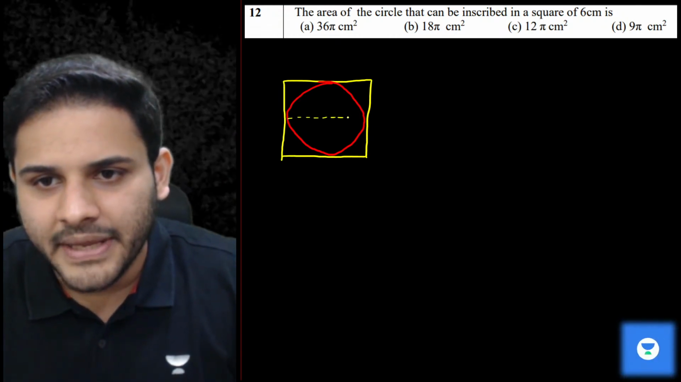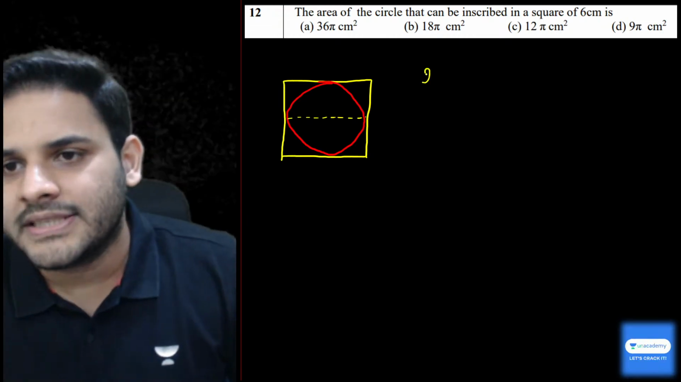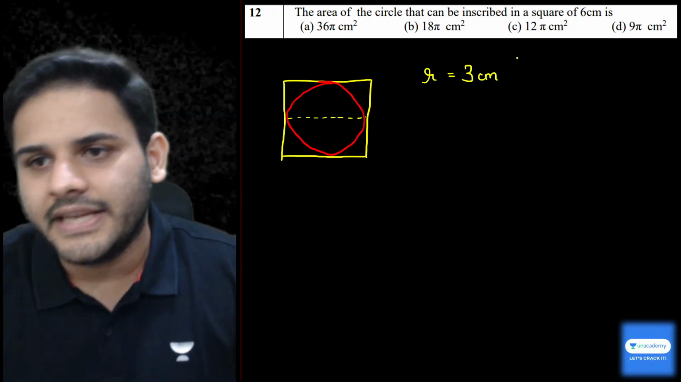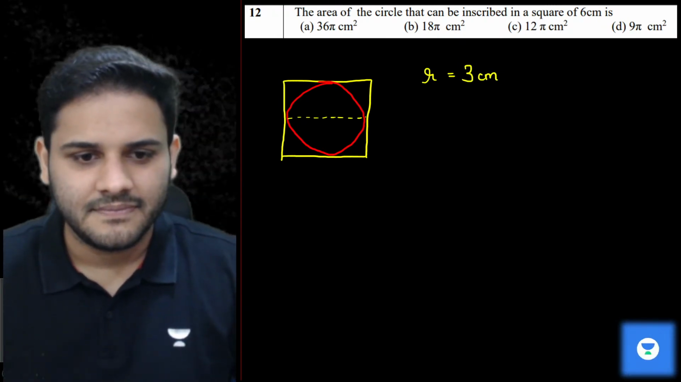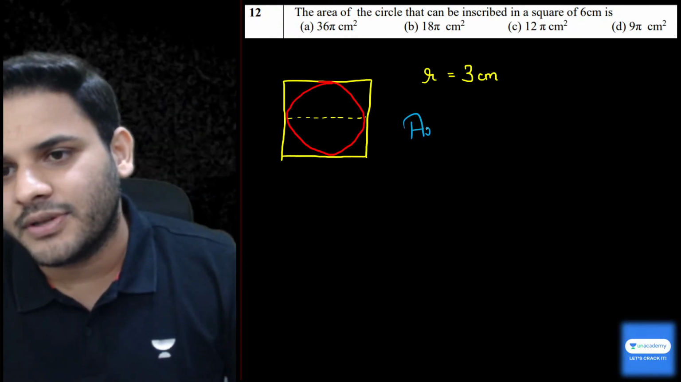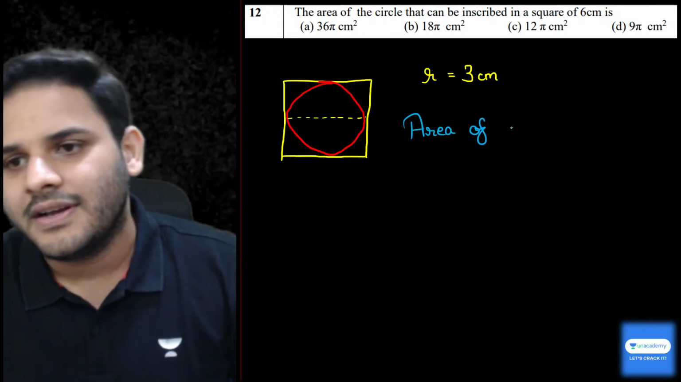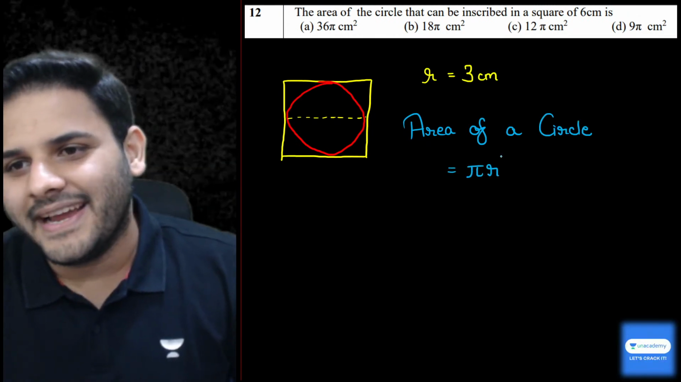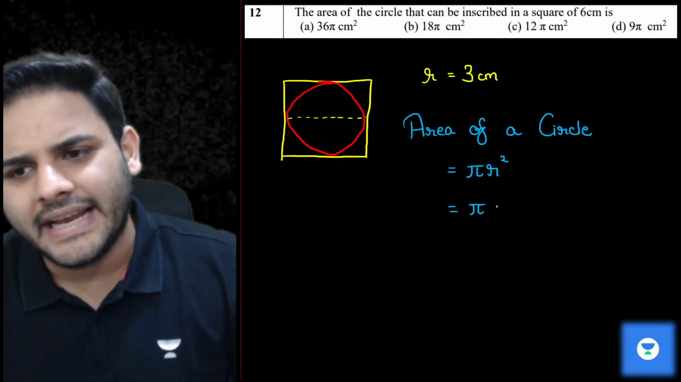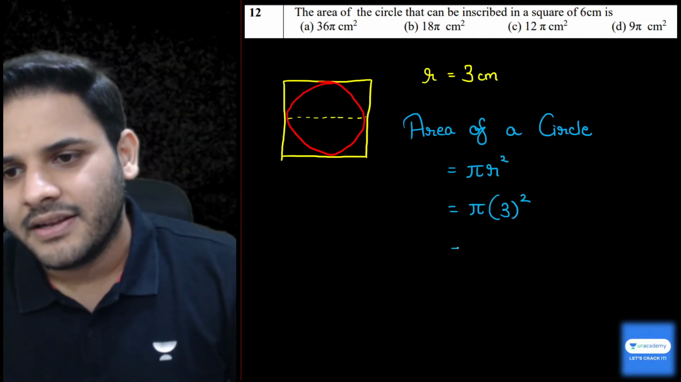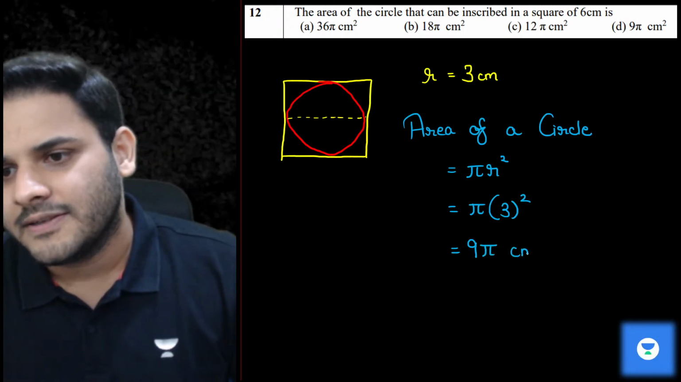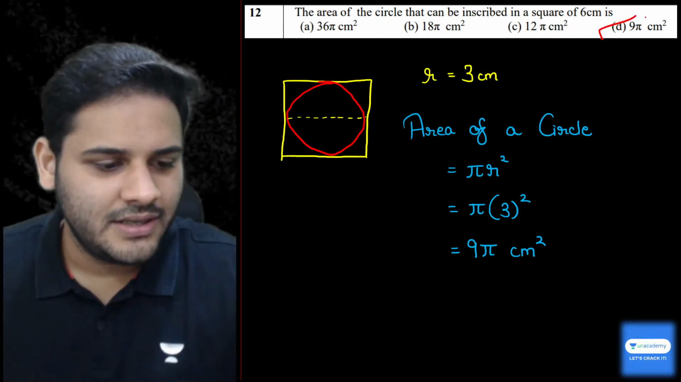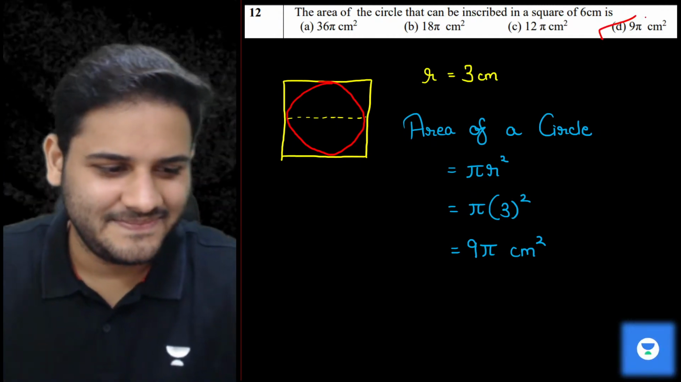Matlab, this will end up being the diameter. So what is the radius of the circle? The radius of the circle will be 3 centimeter. And then you can easily find out the area of a circle is equal to pi r square. Pi ko pi rehne do, and you have 3 ka square, which gives you 9 pi centimeter square. Done. And you can move on to the next question.